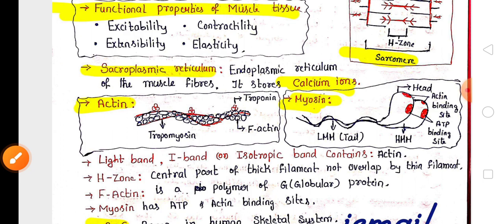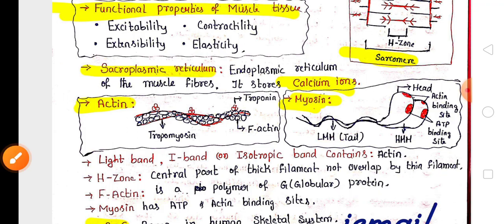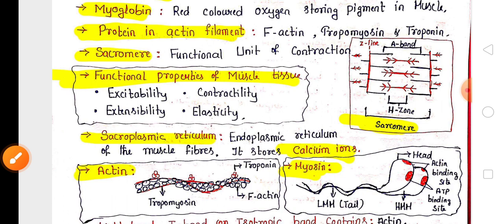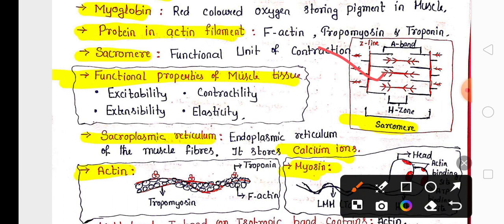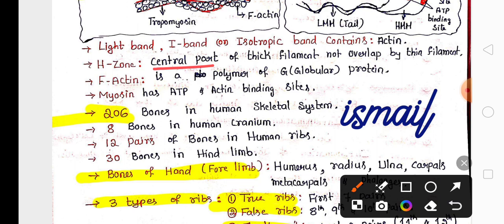Both are very important. Here MM means meromyosin: heavy meromyosin and light meromyosin. Then remember, the light band, I band or isotropic band, contains only actin, and the H zone in the sarcomere is the central part of the thick filament that does not have any overlapping of actin filament. Here is the diagrammatic representation of sarcomere. You can find here the Z line, H zone, A band, and this is the I band. So the H zone is the central part of the thick filament where actin filaments are not overlapped.